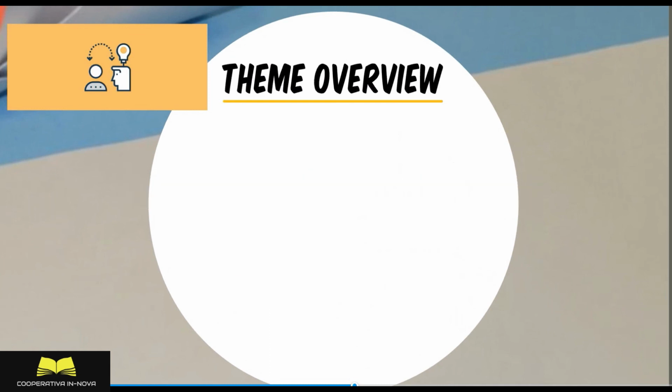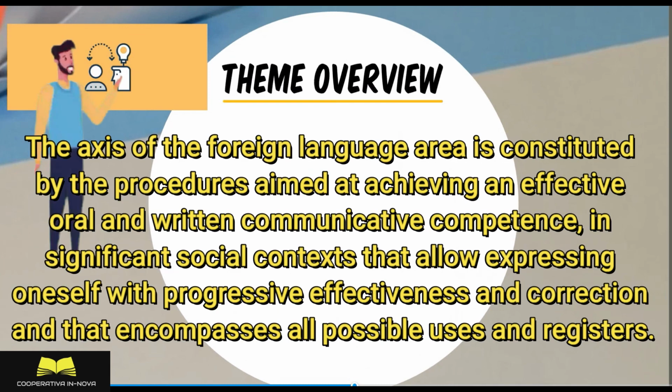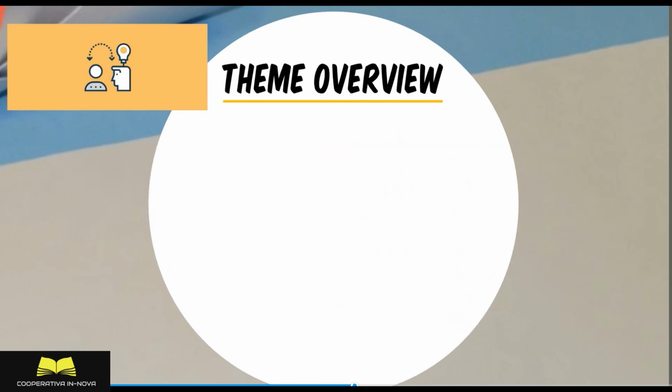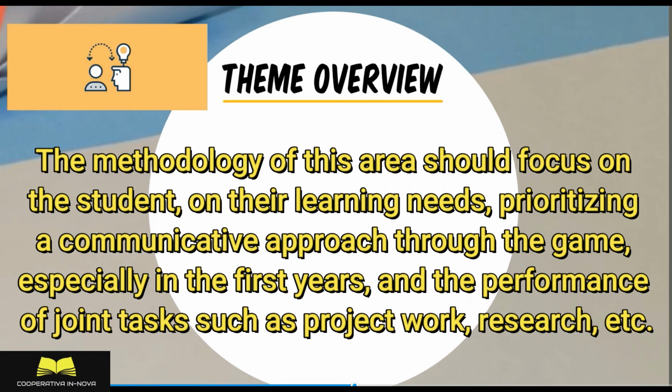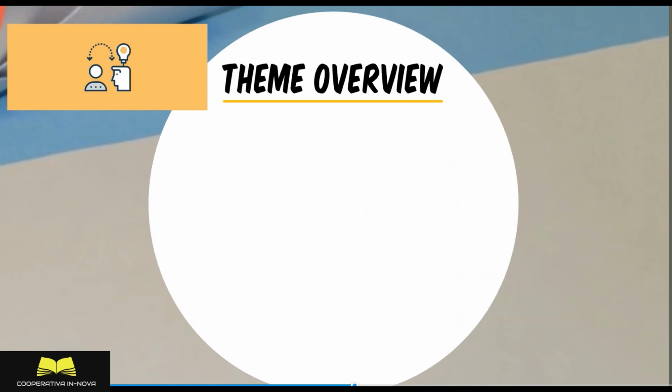Methodological guidelines. The axis of the foreign language area is constituted by the procedures aimed at achieving an effective oral and written communicative competence in significant social contexts that allow expressing oneself with progressive effectiveness and correction, and that encompasses all possible uses and registers. The methodology of this area should focus on the student, on their learning needs, prioritizing a communicative approach through the game, especially in the first years, and the performance of joint tasks such as project work, research, etc.